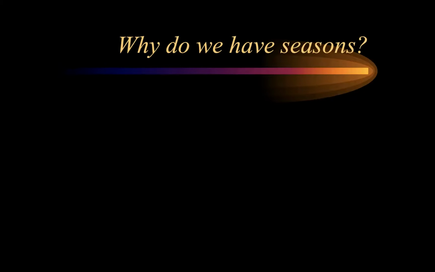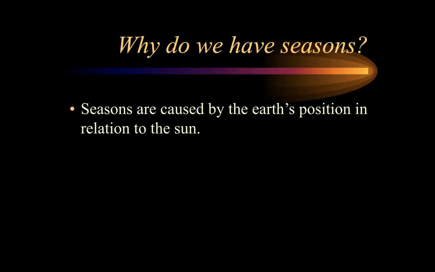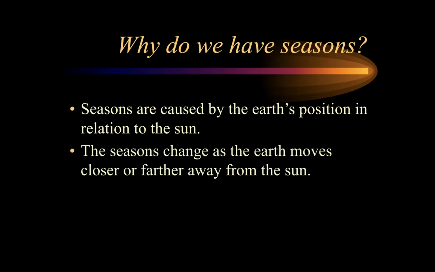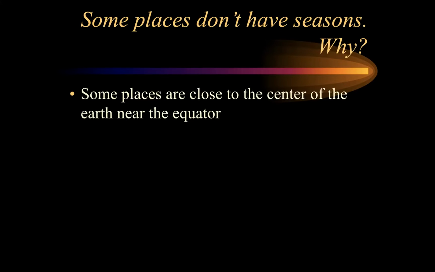Why do we have seasons? Well, one reason we have seasons is because of the Earth's position in relationship to the sun. Now we know that our planet Earth moves around the sun. It orbits or revolves around the sun. And that's the relationship that they're referring to. Now, also, the seasons change as the Earth moves closer or further away from the sun. Why? Well, when you get that understanding of why, then you will understand why we have seasons.